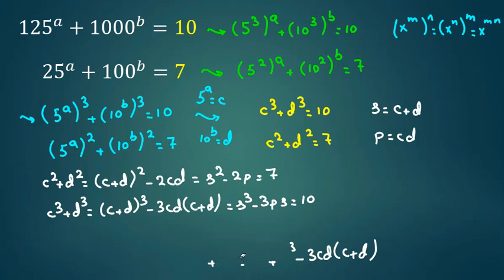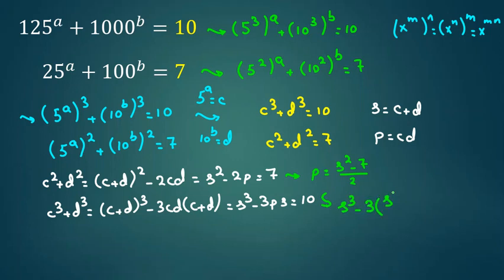Now in the next step, we found two equations in terms of s and p, so we can find p in terms of s. 2p equal to s squared minus 7, so p equals (s squared minus 7) over 2, which we replace in s cubed minus 3 times (s squared minus 7) over 2 times s equal to 10. Now we have denominator 2, so we multiply by 2 to get rid of that.